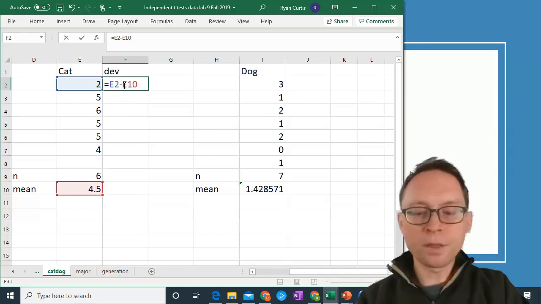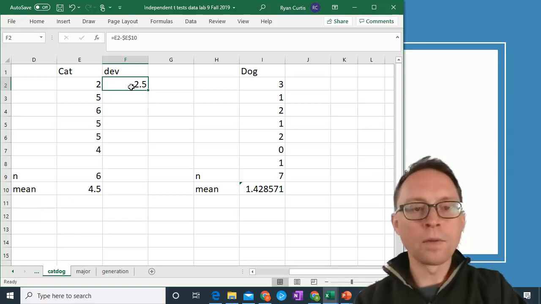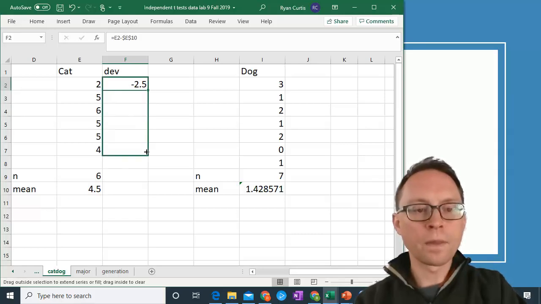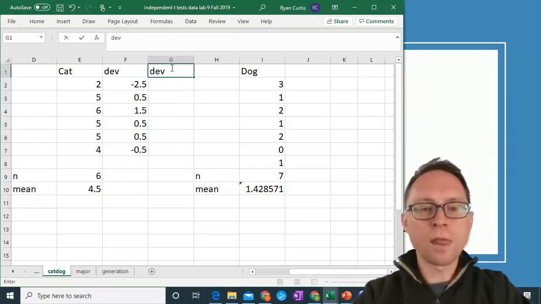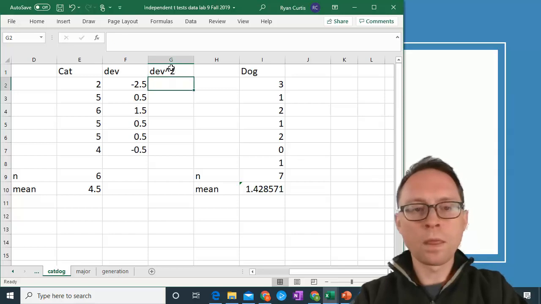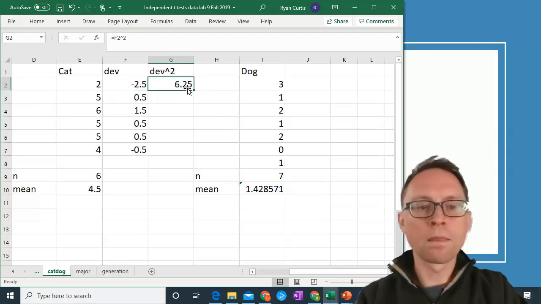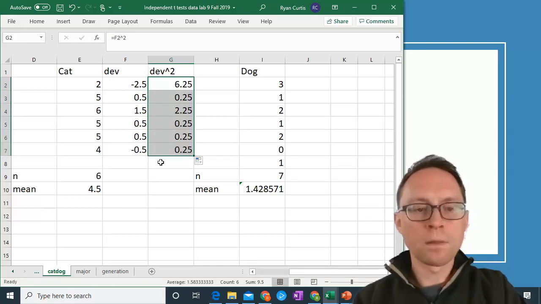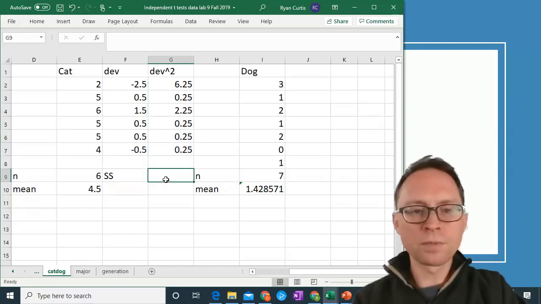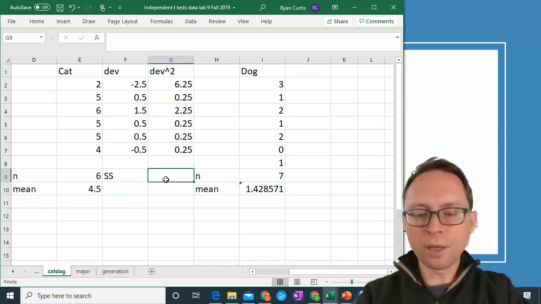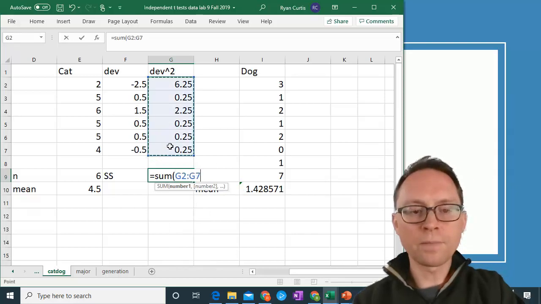To be easy for me though, let's go ahead and put the dollar signs in there. And then we just copy these down. Okay, those are all of our deviations, right? And then these are the deviations squared. So it's this squared. Then we add them all up. So let's go ahead and get the sum, which is the sum of squares. The sum of squares is going to be the sum of all of the deviations squared right there.